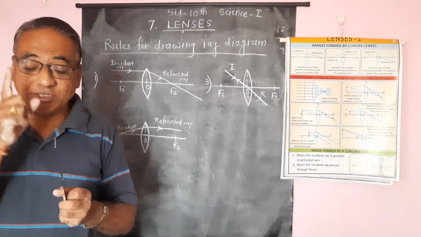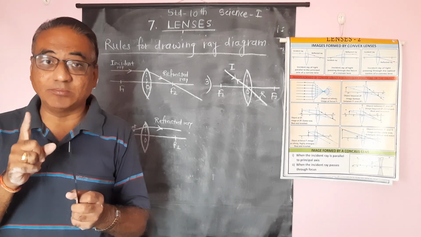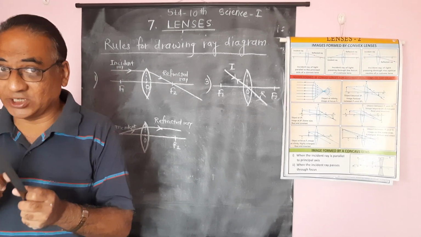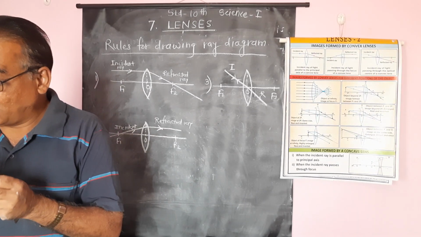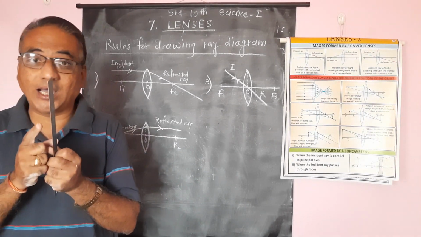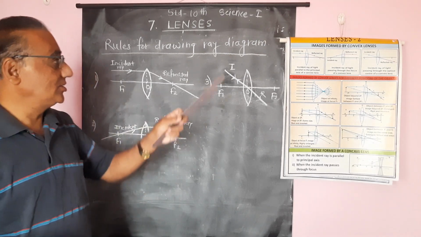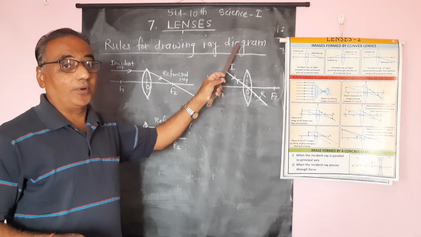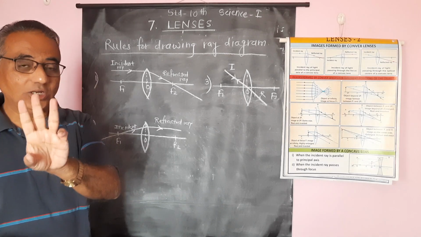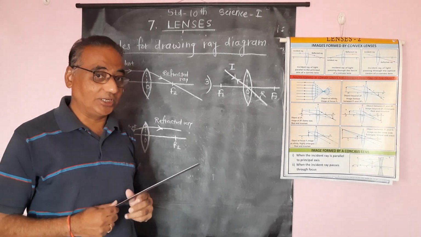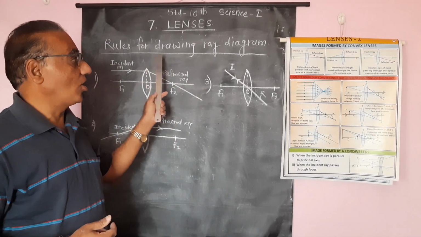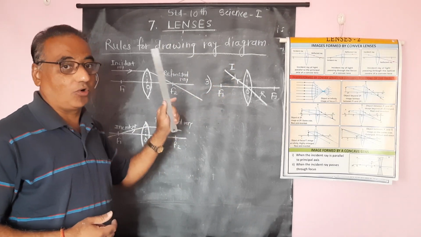Now see, what is meant by ray diagram? Ray diagram is nothing but a pictorial representation which is used to trace the path of a ray of light. This is the definition of ray diagram. Now there are three rules by which we can draw a ray diagram for a convex lens.